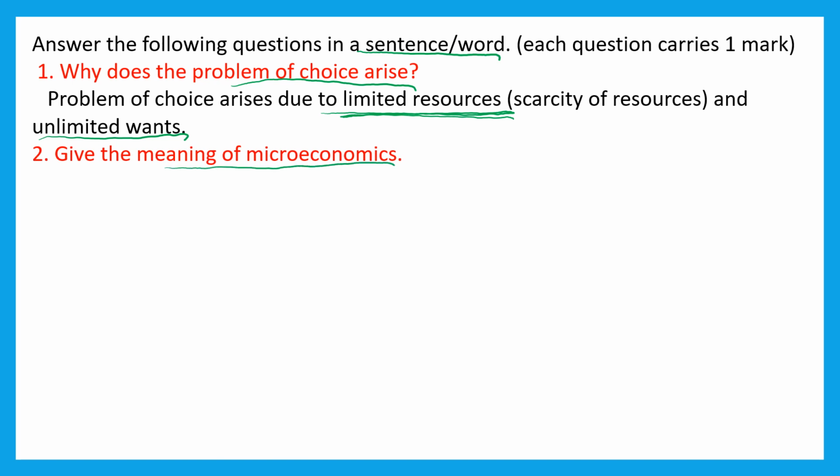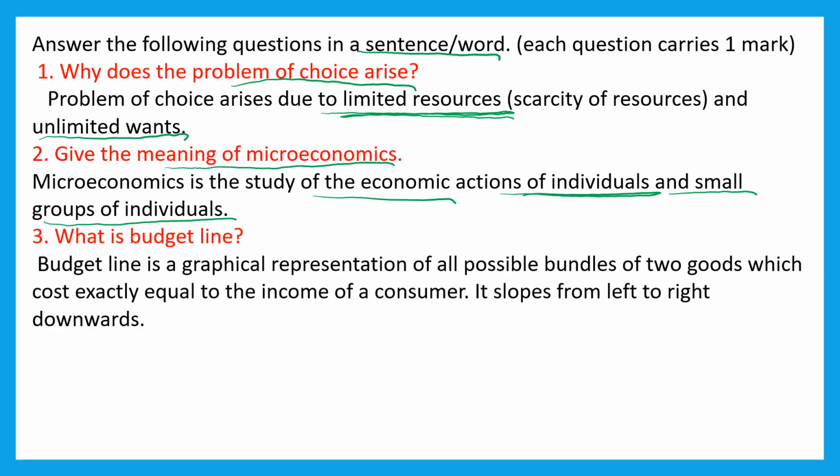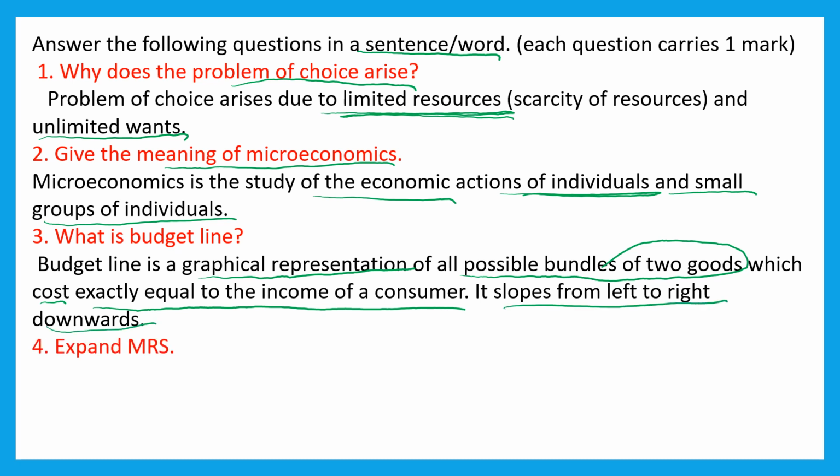Give the meaning of microeconomics. Microeconomics studies actions of individuals and small groups of individuals. What is budget line? It is a graphical representation of all possible bundles of two goods which cost exactly equal to income of a consumer. So it slopes from left to right downwards.